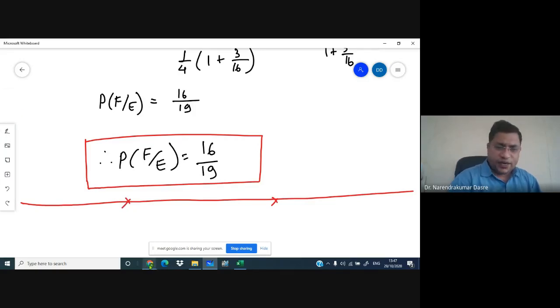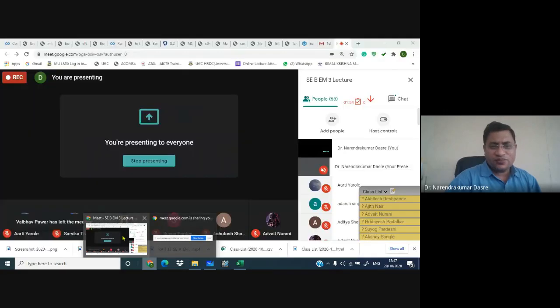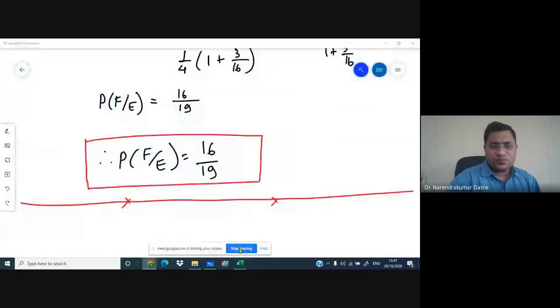So, do you have any doubt in this example now? Do you have any doubt in this example? We got this example. Okay. So, if you do not have any doubt in this example, let's go for another example. Okay, so we'll see another example.